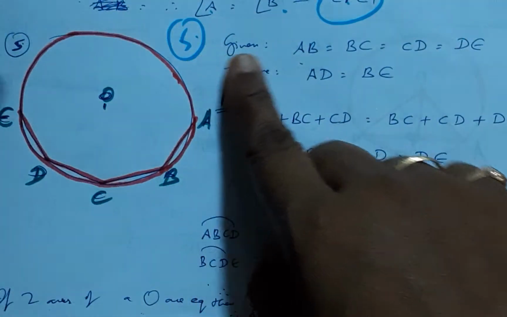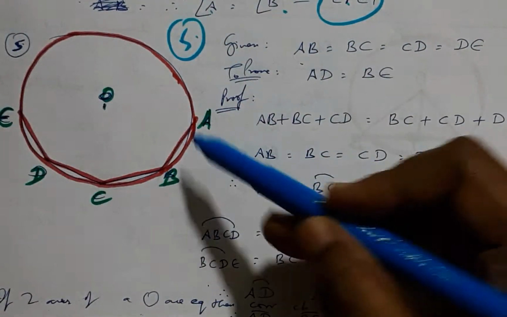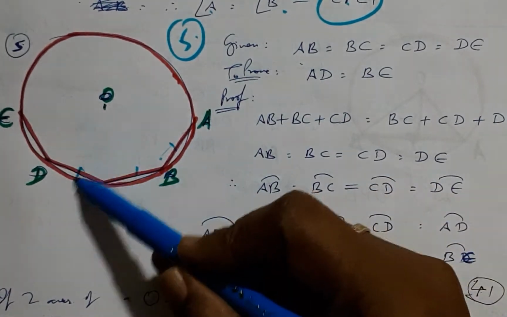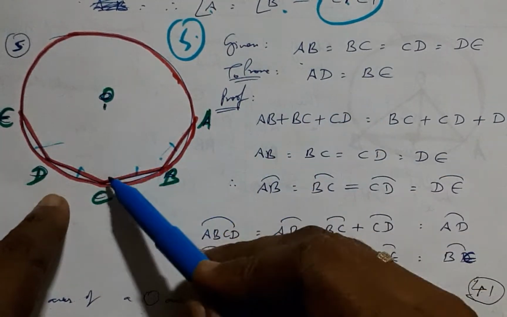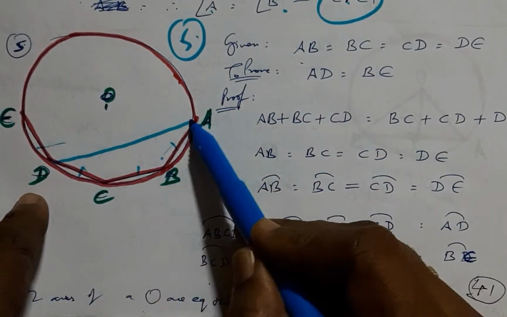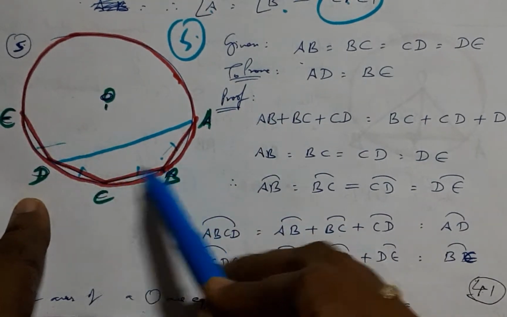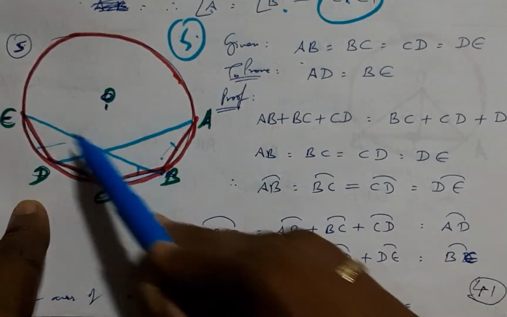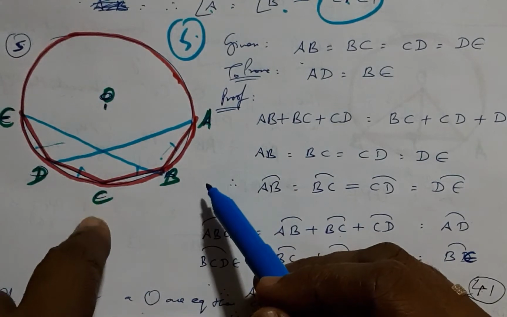Question number 5. Four chords have been given to be equal. This equals this and this. Now we are supposed to prove that this chord AD is equal to BE. These two chords need to be proved equal.